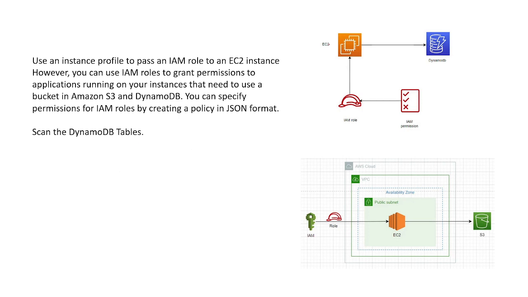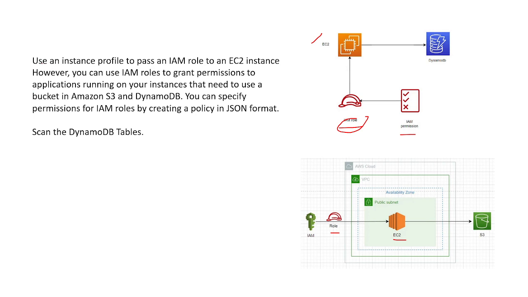Yeah, you can refer to this diagram. We need to create an IAM role here. You can see there are two different diagrams I have attached. You need to create an IAM role and attach it to EC2, and EC2 will access DynamoDB and scan the tables from here. So in the IAM role there are the permissions. Here it's the same thing: EC2 has the role and it will access the S3 bucket.